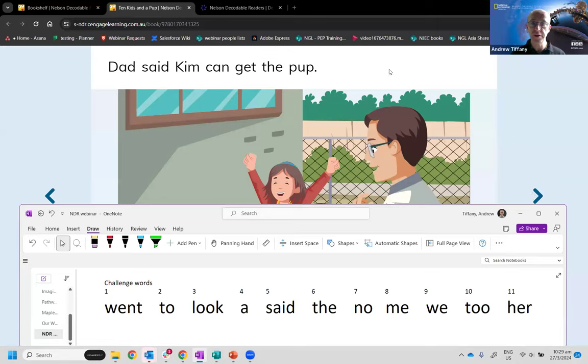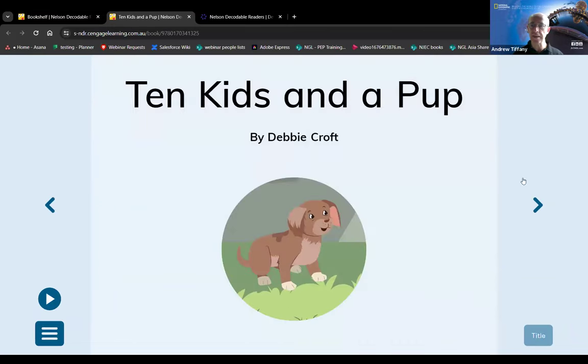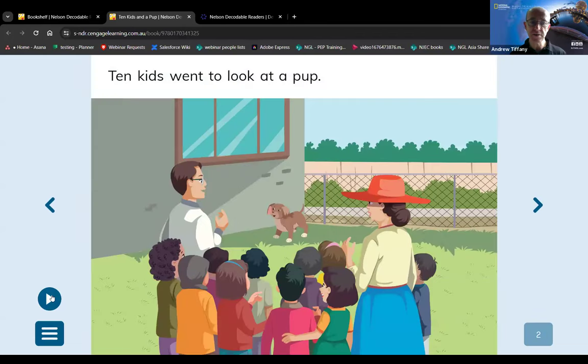Okay, very good. So what I'm going to do is go back to just the book. Go back to here. We'll get rid of that other window, and I just need to move some stuff around a little bit. The Zoom window gets in the way. Let's go back to the beginning and read 10 Kids and a Pup. Now, in the books, these ones are nice because you can play the audio. But we can also look at specific words as we go.